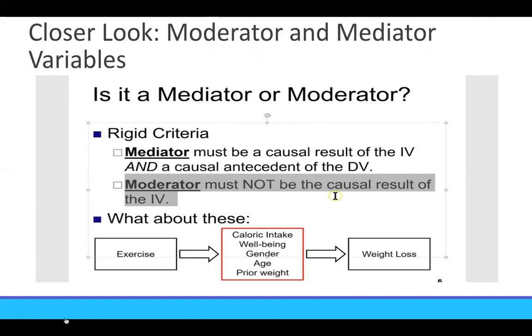Caloric intake, you can make an argument that might be related to your exercise, and it certainly precedes weight loss. So those are the mediators, and then the moderators are the ones that aren't a causal result of the IV. So we definitely know in this case, gender and age can't be mediators in this research model.